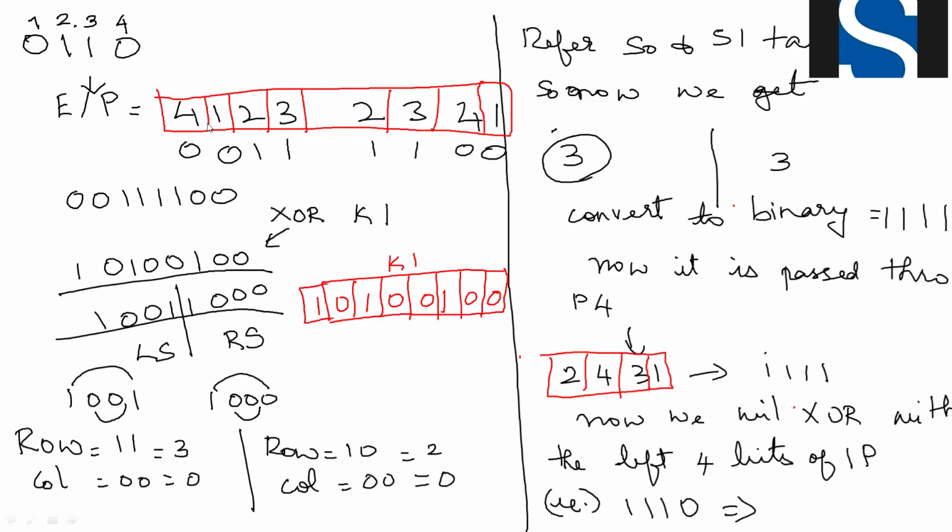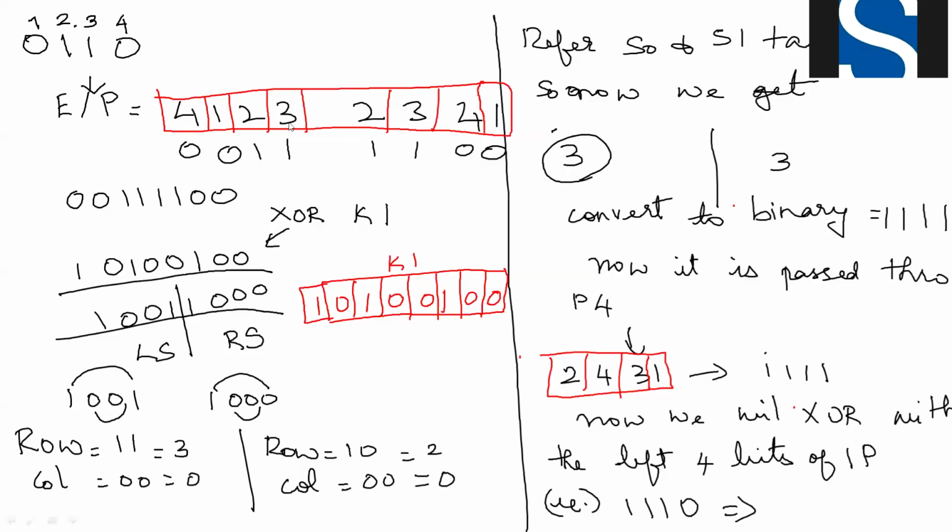So what is the value of the 4? Fourth bit position is 0. First bit position is 0. First position is 0. Second position is 1. Third position is 1. So likewise 2, 3, 4, 1. This EP table they have given you. So you just have to put the EP table and substitute the values here.